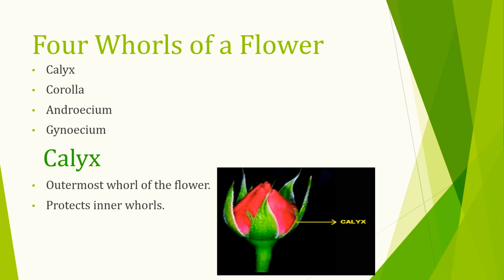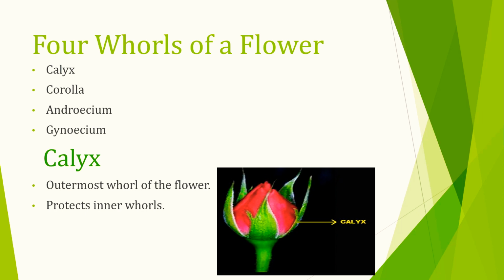Four whorls of a flower. Now, what is a whorl? A whorl is an arrangement of sepals, petals, stamens or carpels from a single point and wrap the stalk in case of the plants. There are four whorls in a flower. They are calyx, corolla, androecium and the gynoecium. And these are arranged on the thalamus.